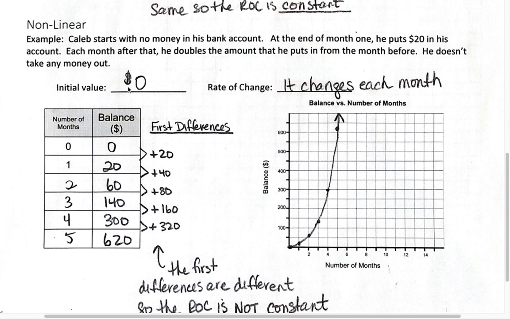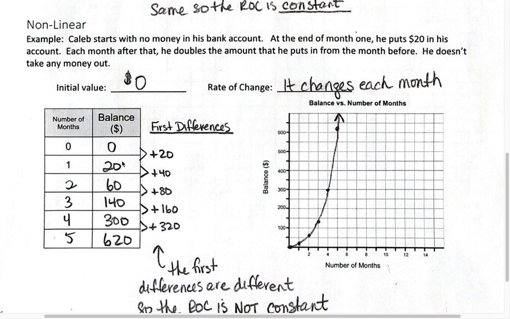So again, table of values. I'm going to start with my independent variable, my x value, in my first column, and my dependent variable, my y value, in my second column. I'm going to start at 0 because I always want to see what my initial value is. And I know that when he first opens the account, before any months go by, he's got $0. So the initial value is going to be 0, 0. And I'm going to use this information up here to do my first differences, kind of in the opposite way, to help me figure out what my balance is. So I know that after the first month, the first difference is going to increase by $20.